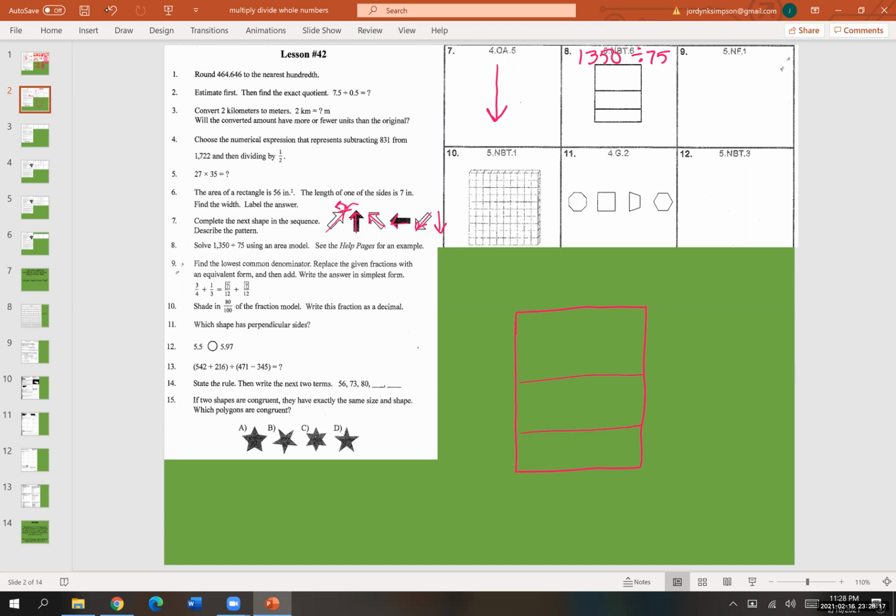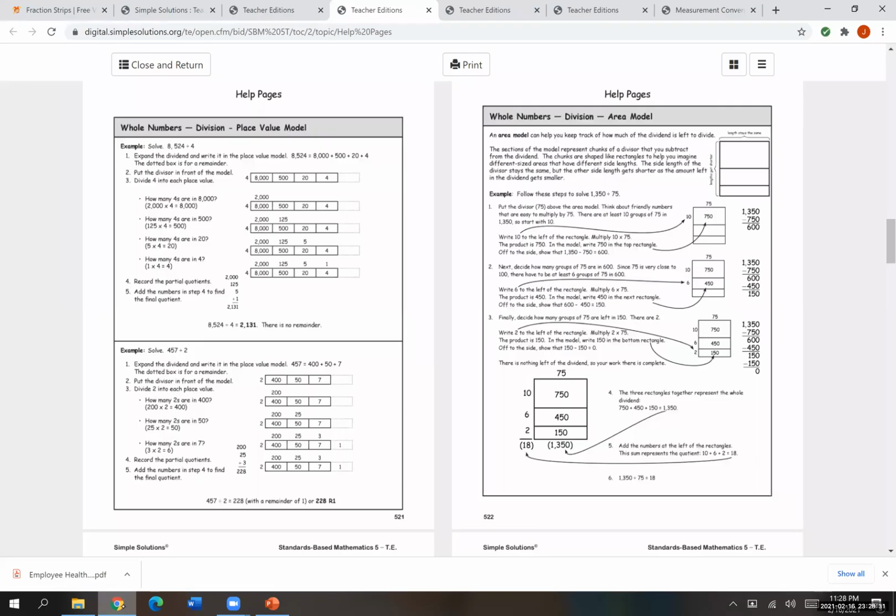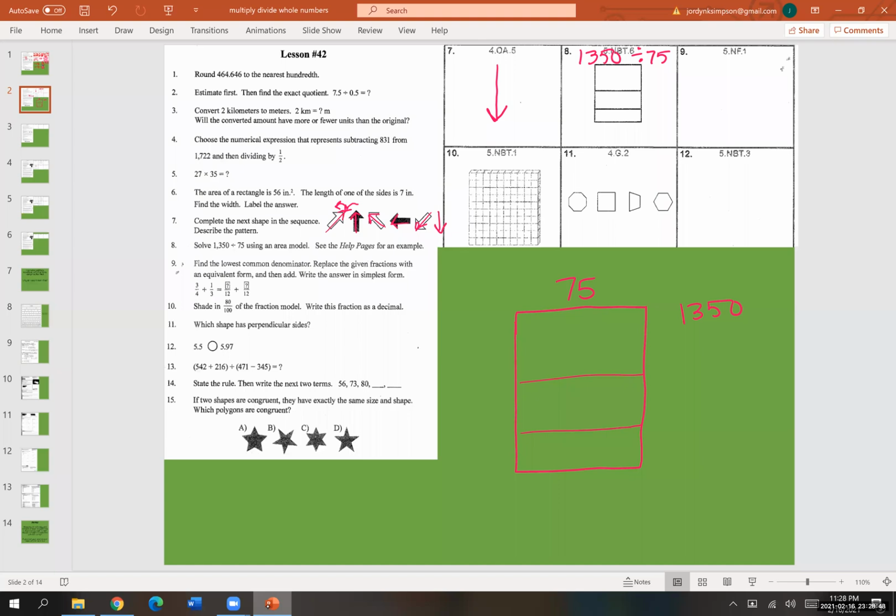All right, so we have 1,350, and we are dividing this by 75. Now, we have not done this together as a class, so I actually brought up the help pages. So if you have it, this is a very lengthy explanation. I'm not going to go over all of that with you, but if you need more of an explanation, I would definitely refer back to this in your Simple Solutions help pages. So let's go back to this really quickly. What you're wanting to do is basically try to break down into smaller sections of the division equation.